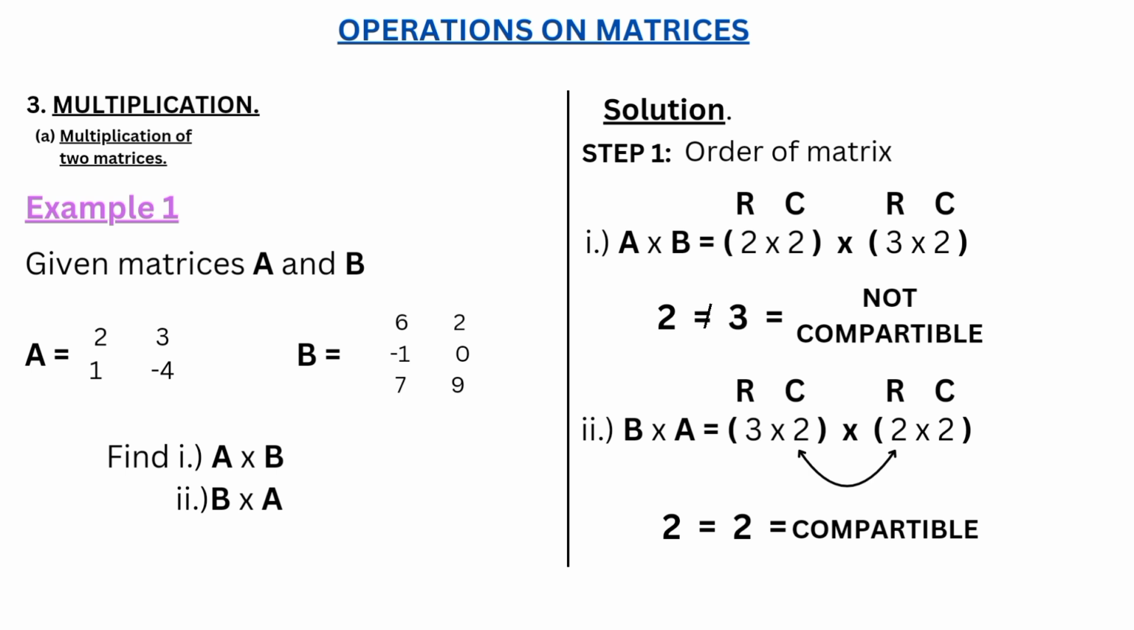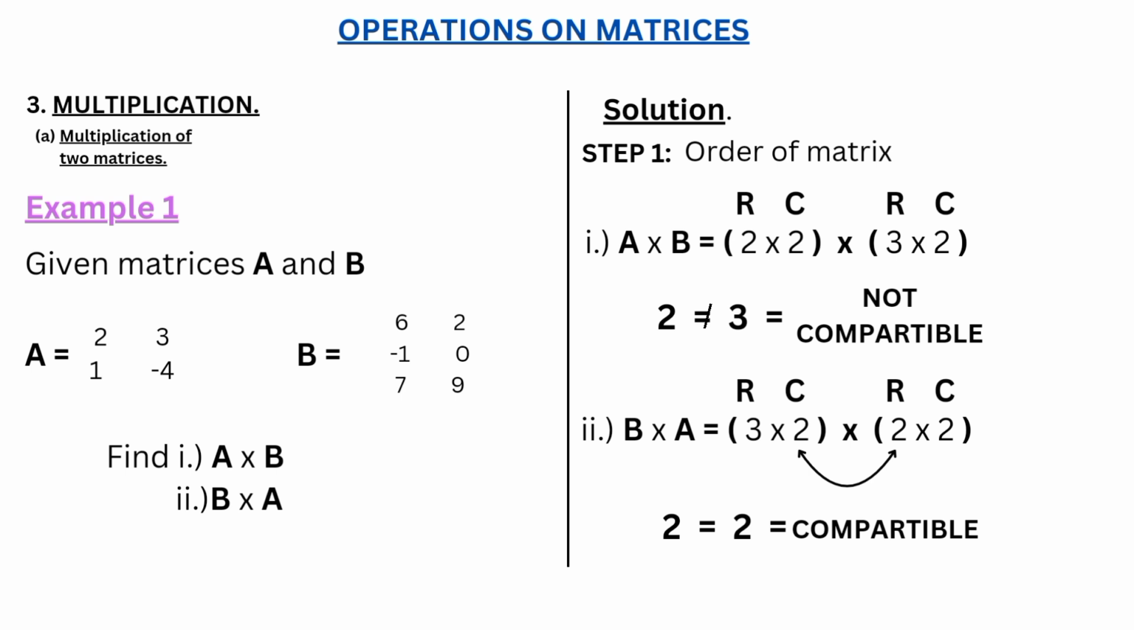So A times B. The order of matrix A is 2 by 2, since it has 2 rows and 2 columns. The second matrix is a 3 by 2 matrix, since it has 3 rows and 2 columns. Again, in order to check if it's compatible, the number of columns in the first matrix has to be equal to the number of rows in the second matrix. The columns in the first matrix is 2 and the rows in the second matrix is 3. 2 is not equal to 3, which means it's not compatible. That means A times B cannot be done, so we don't bother multiplying it.